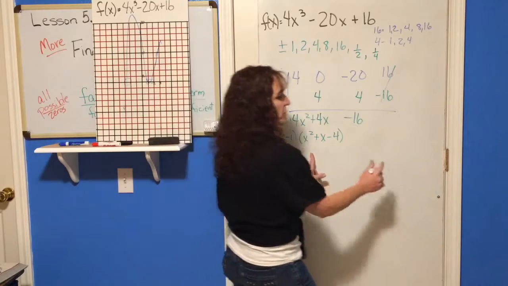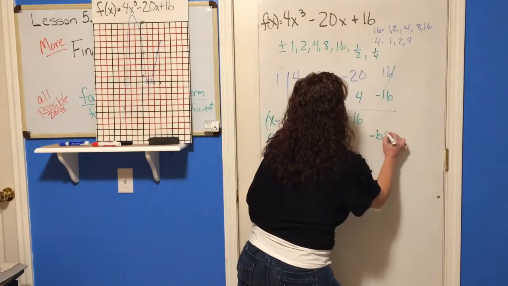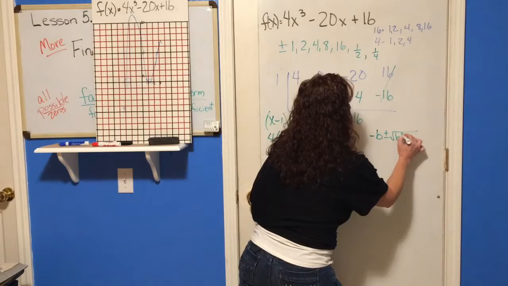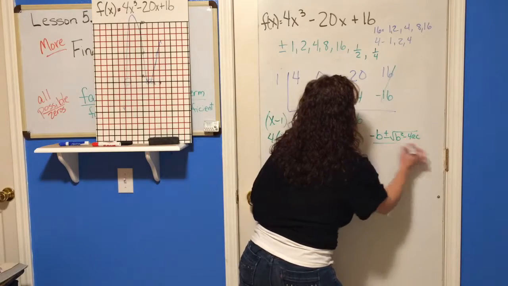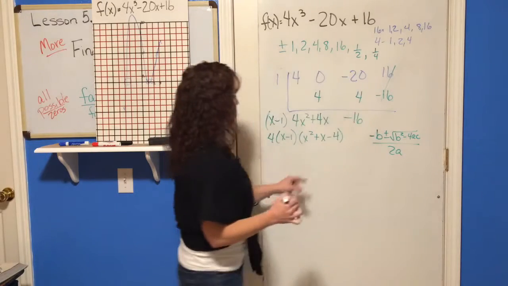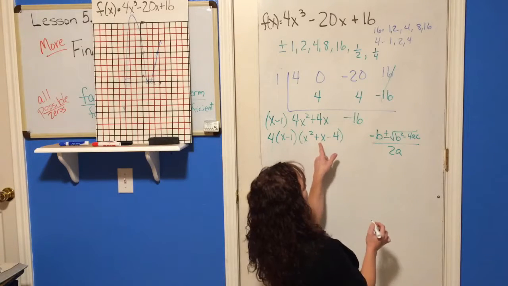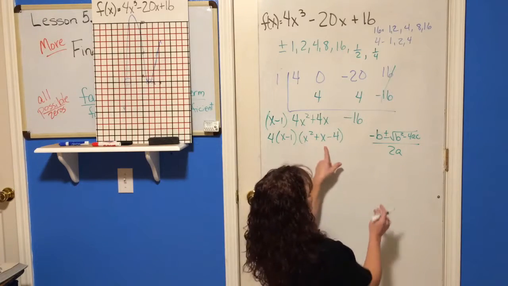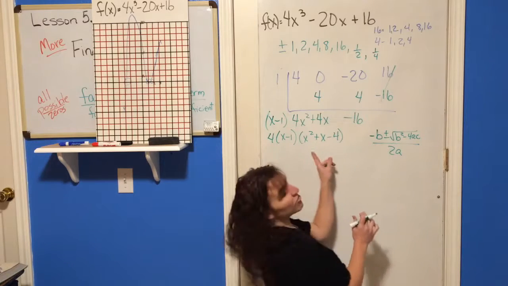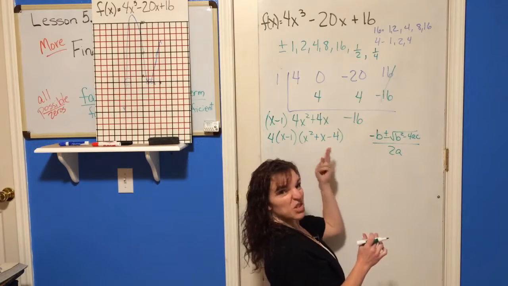So let's do it. Here we go. Negative b plus or minus the square root of b squared minus 4ac over 2a. So let's put them in. This one's going to be easy because we've got a lot of 1s in here. You could have left that 4 in, but do you see how it's much easier if you factor that out of there?